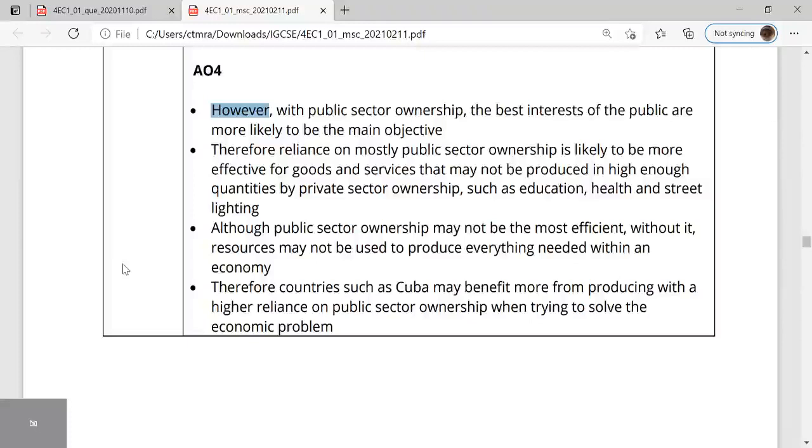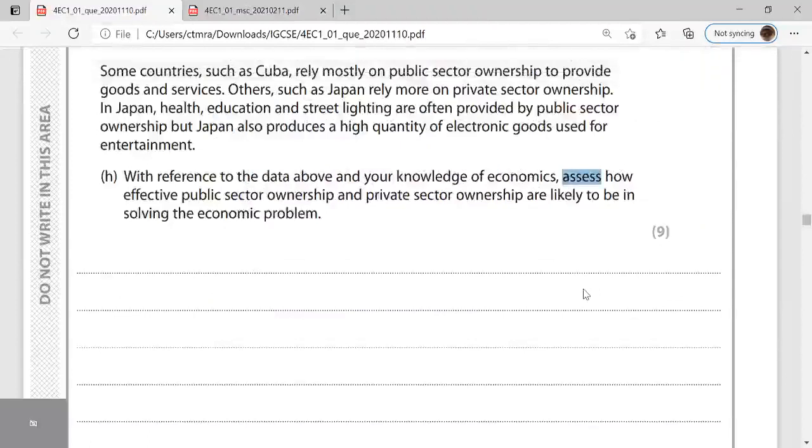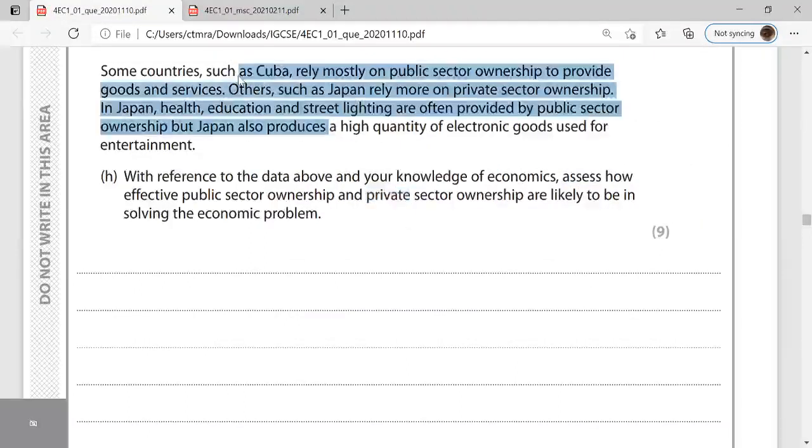In this kind of question, see the question again. The command word over here is assess. So you need to mention both sides of the question. You talked about the public sector as well as the private sector with the help of the case. But you don't need a conclusion over here. For the 12 mark question you need to give a conclusion, it's mandatory. But here for the 9 marks question, no conclusion is required. But you must talk about both sides.